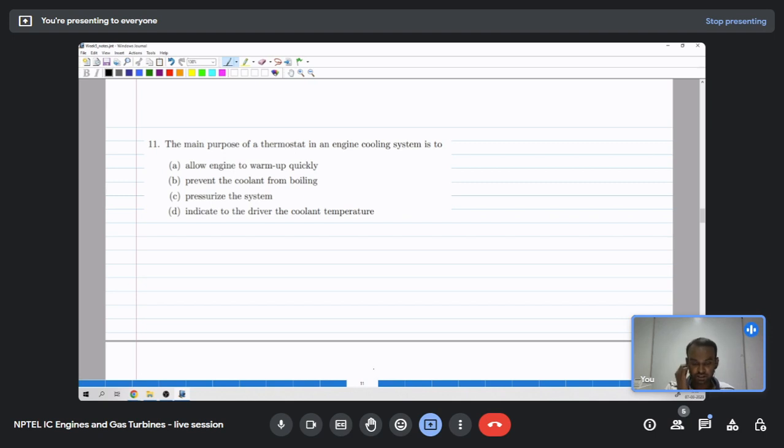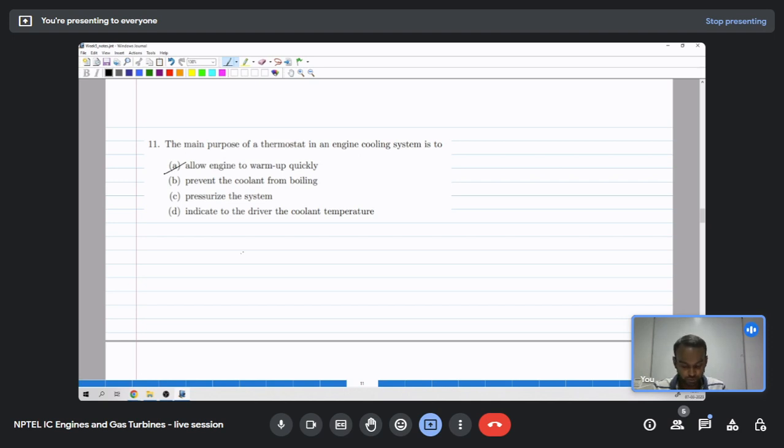The main purpose of thermostat in an engine cooling system is to: allow engine to warm up quickly, prevent the coolant from boiling, pressurize the system, indicate to the driver the coolant temperature. What is the answer for this? The answer is to allow engine to warm up quickly.